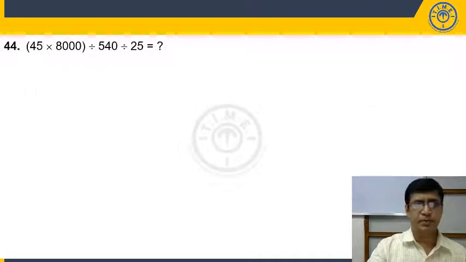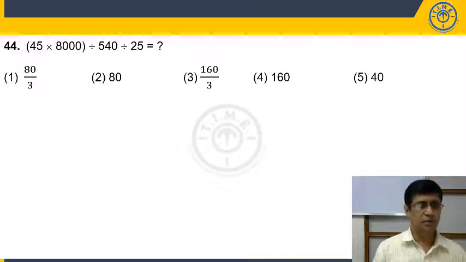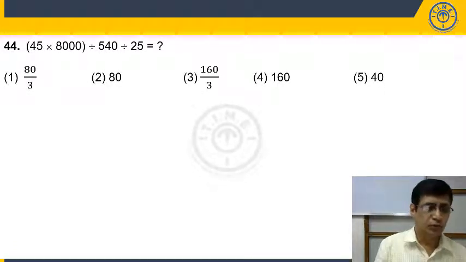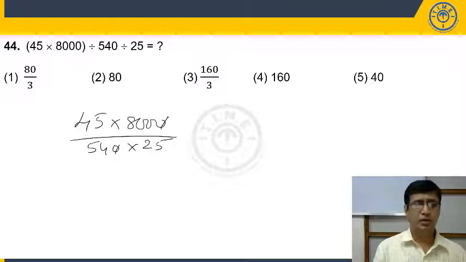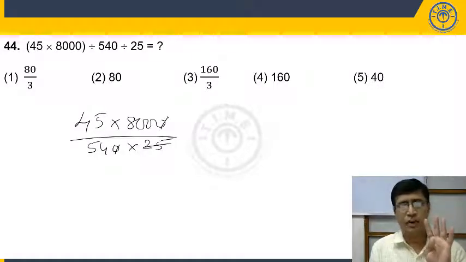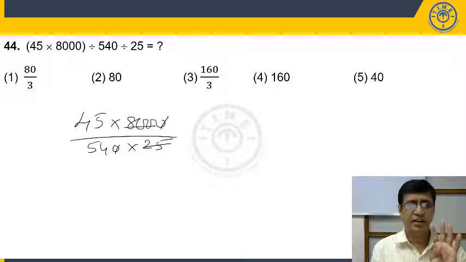Now look at the next example on your screen. Question number 44. So 45 into 8000 divided by 540 into 25. Of course, 0 to 0 we can cancel directly. So in 100, 25 it was how many times? 4 times. Whereas 800, 8 into 4, 32.